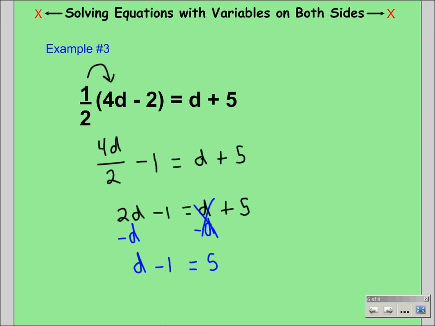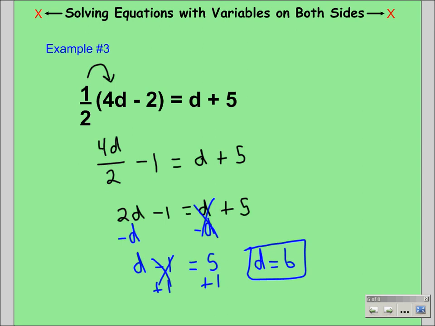And our last step is to get rid of this negative 1. Now the inverse of subtracting 1, or negative 1, would be to add 1, which would give us d is equal to 6, which is the solution to this equation.